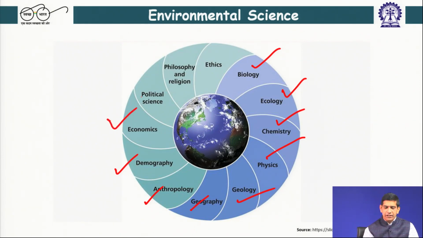Economics, we talked about that a little bit. Political science plays a role as well, because you have to make a lot of decisions. Philosophy and religion, because there are a lot of religious beliefs which also impact how we deal with this. A big example is the river Ganges. It is a sacred river, especially for those of us who follow the Hindu religion, and there is a lot of reference to the Ganges in our religious texts.